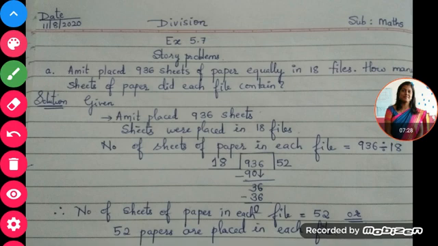Once the remainder is 0, you need to understand that the quotient, whatever you are getting as 52, the 52 papers, that is your answer. You can say 52 papers were placed in each file. So this is what your first sum is. I hope there is no doubt. You can write the statement as well as the conclusion part of every problem, which is very important, children, when you are solving the story problem. Let us quickly go with the next one.